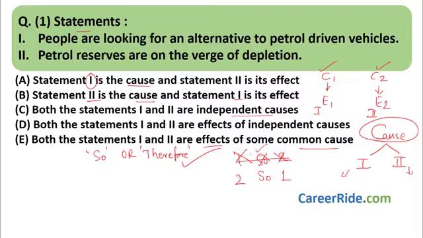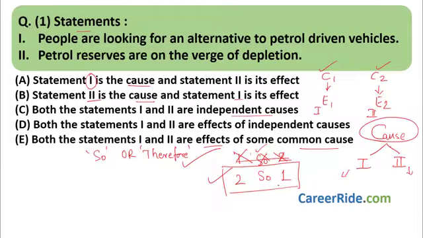Let us try the other way around. Sentence 2, therefore sentence 1. Petrol reserves are on the verge of depletion, therefore people are looking for an alternative to petrol driven vehicles. Now this makes absolute sense, that petrol reserves are on the verge of depletion, so only people are looking for alternative to petrol driven vehicles. Now this makes sense. So this is the sentence we need to consider.